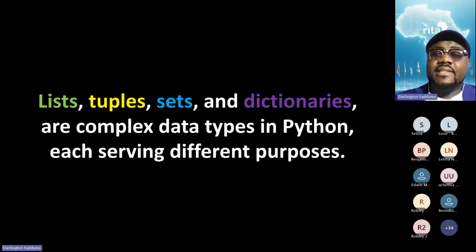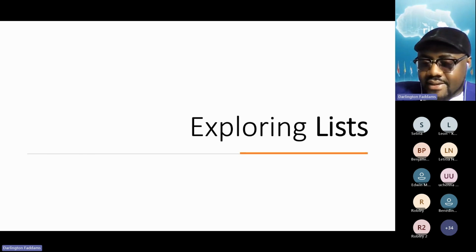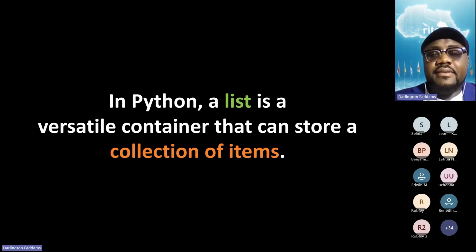However, they do that in a more complex way to allow you to store more complex data within your program. Now, data can come in very basic formats, or data can come in more advanced formats. And so Python allows you to store your data in various structures. All right, so let's look at lists. In Python, a list is a container that is versatile and can store a collection of items.